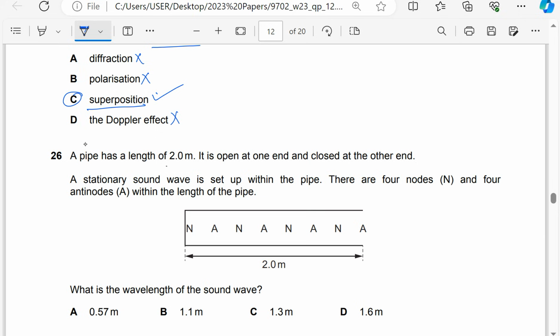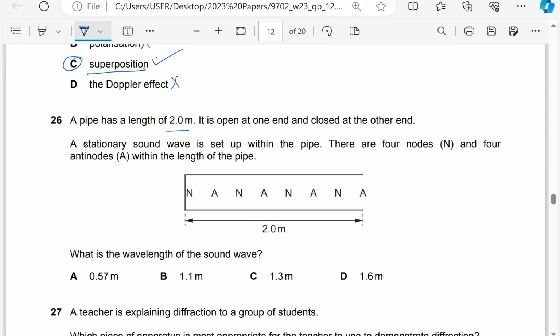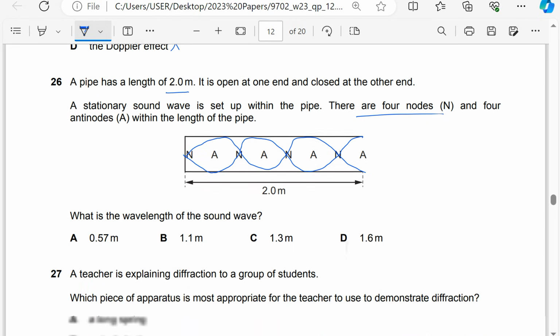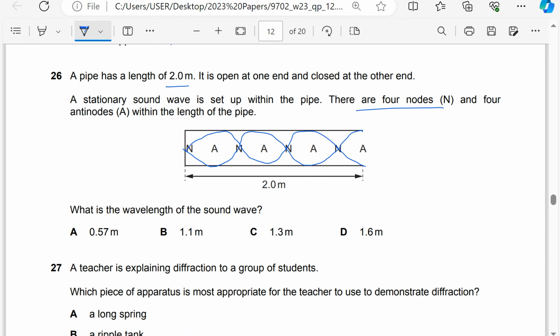A pipe has length 2 meters. It is open at one end and closed at the other end. A stationary sound wave is set up within the pipe. There are 4 nodes and 4 antinodes. So I'll just try to connect these to form something like this. What is the wavelength of the sound wave?